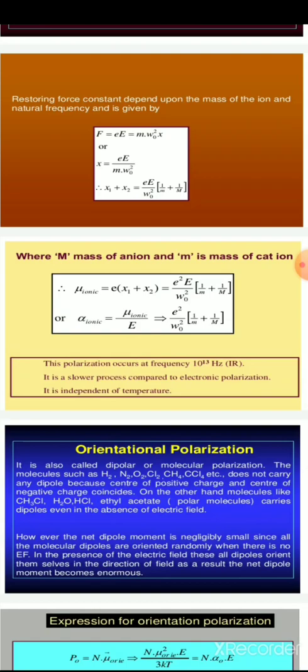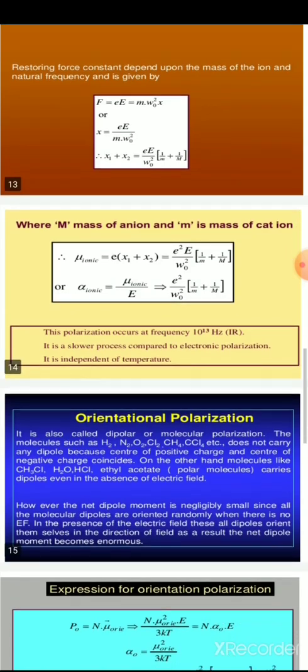Two ions, positive and negative ions. Mu ionic equals e into x1 plus x2. As we know, x1 plus x2 equals, as we have already derived, e into capital E by omega naught square into 1 by small m plus 1 by capital M. Substitute that value here. So e into e square becomes e square into E by omega naught square into 1 by small m plus 1 by capital M.